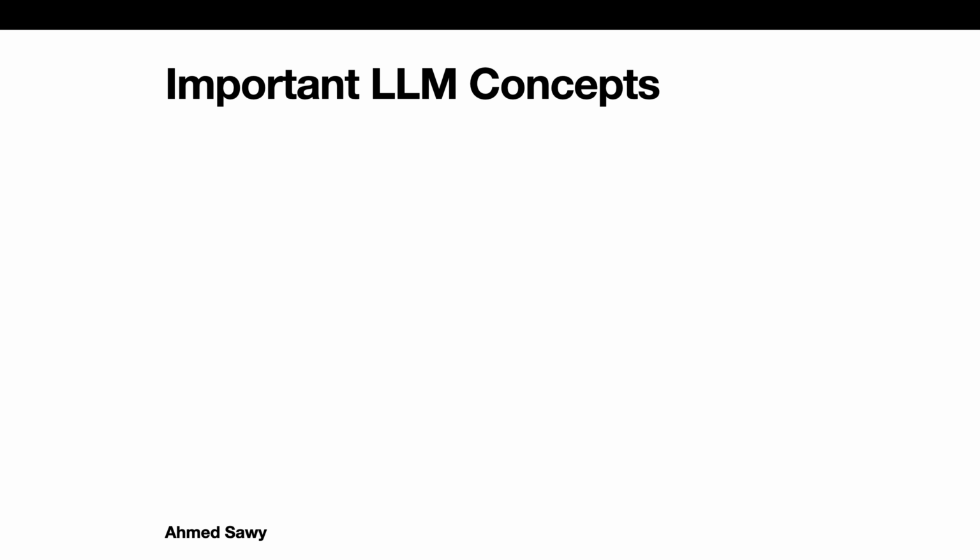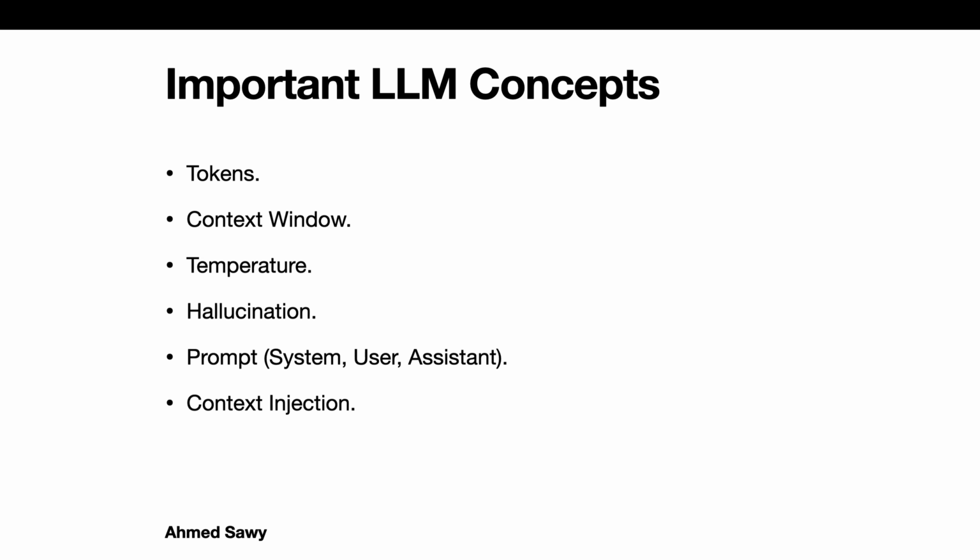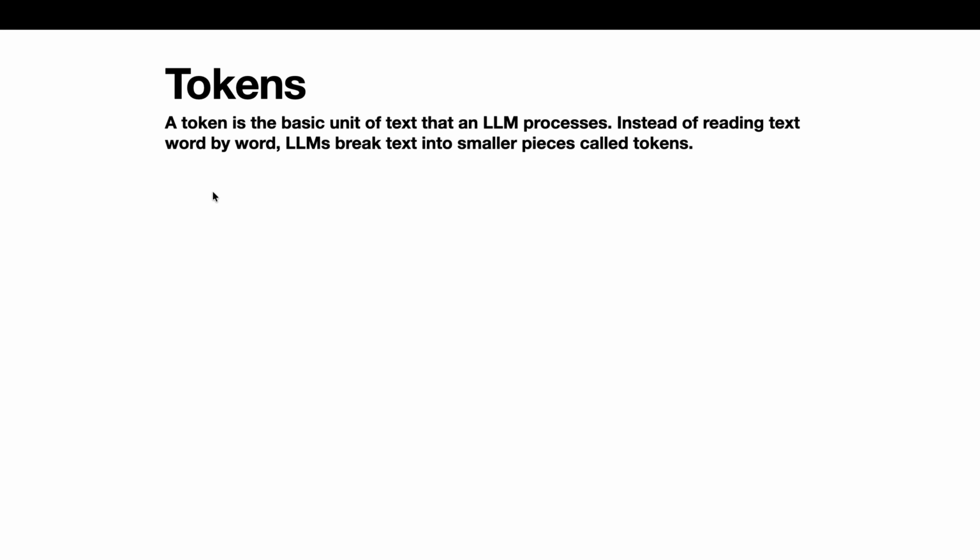To learn RAG, you need to know many important concepts like tokens, context window, temperature, hallucination, prompt, and context injection. In this section, I'm going to cover the tokens and context window. Temperature and hallucination, we're going to cover them in the LLM section. And the prompt and context injection, we're going to cover in prompt engineering. So now let's start with tokens.